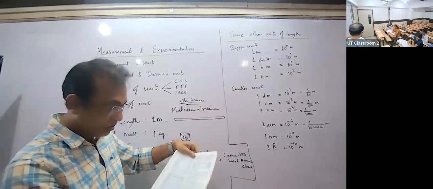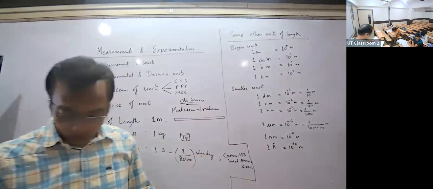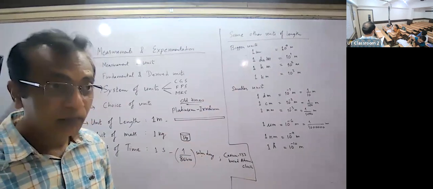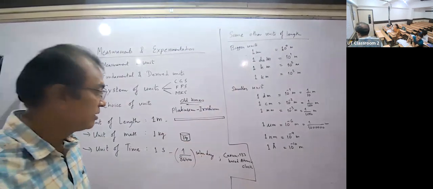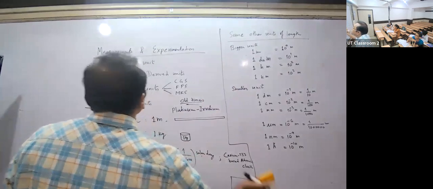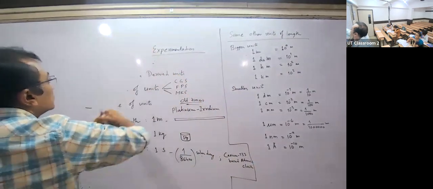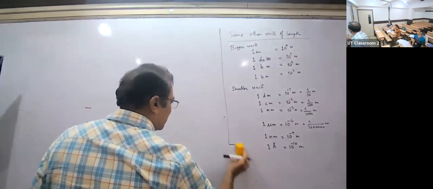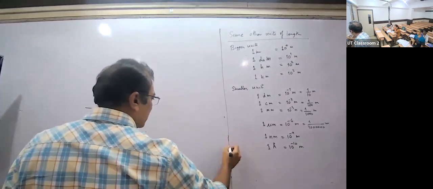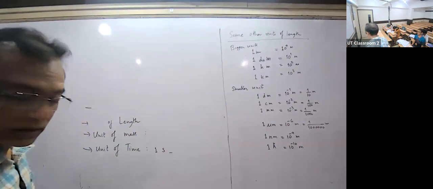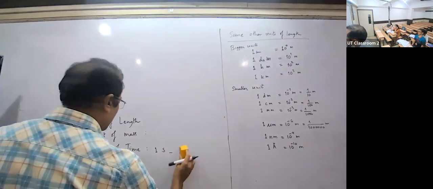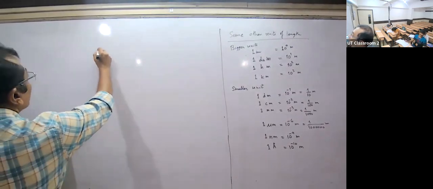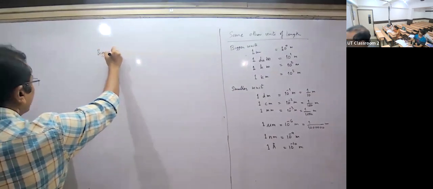Now there are certain non-metric units of length. So what are non-metric units? You have light years, astronomical unit, parsec. Let us understand those. Non-metric units are popular units, but they are not SI units. So you have bigger units of length.